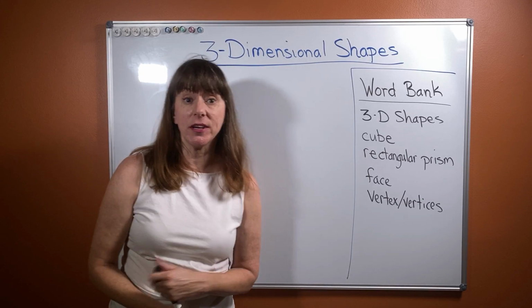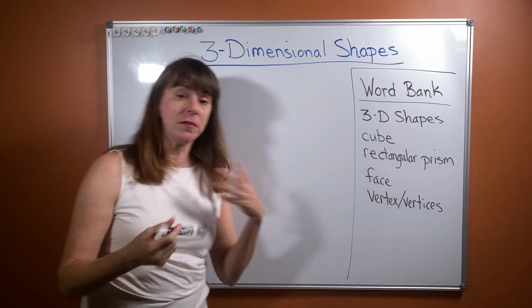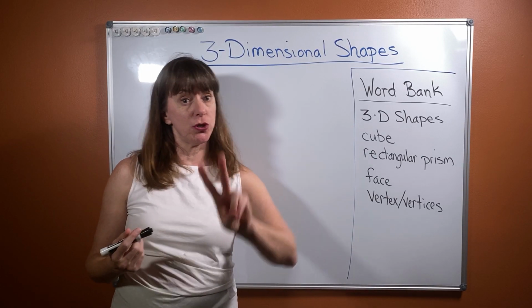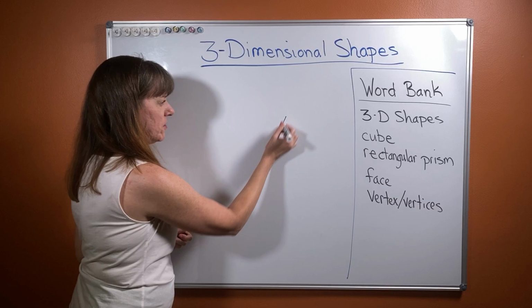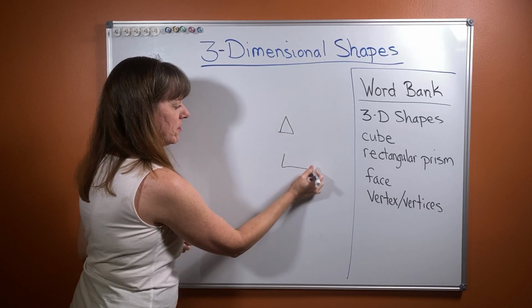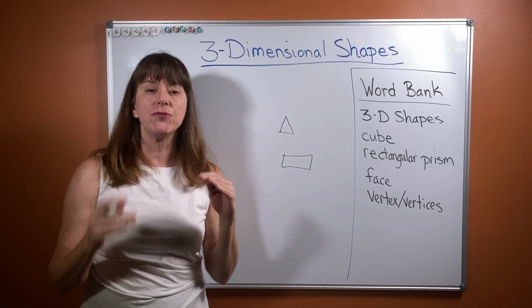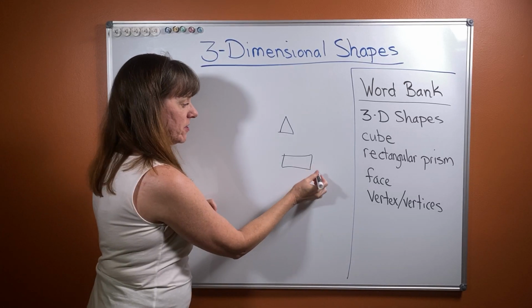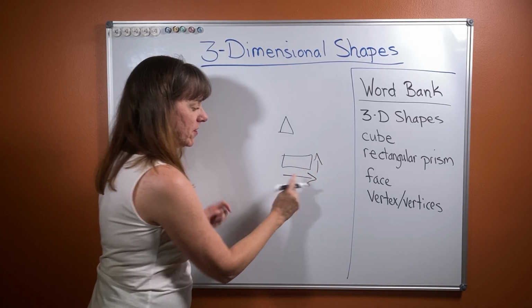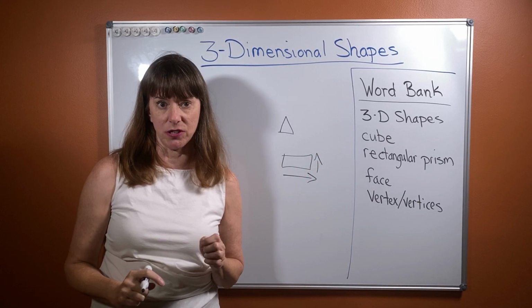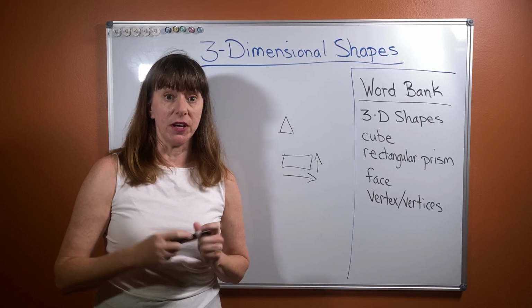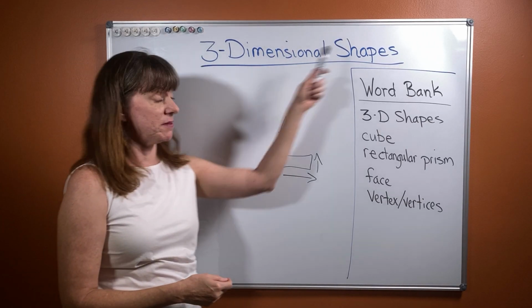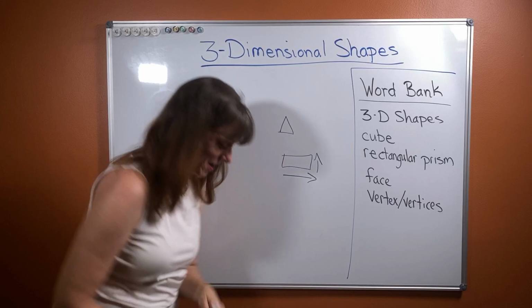But we are going to do some more shapes today, and we've been working and talking about two-dimensional shapes, things like triangles and rectangles, and those are flat shapes. There's an up and there's an across, 1, 2 dimensions to it. Well, we are moving on to three-dimensional shapes today.